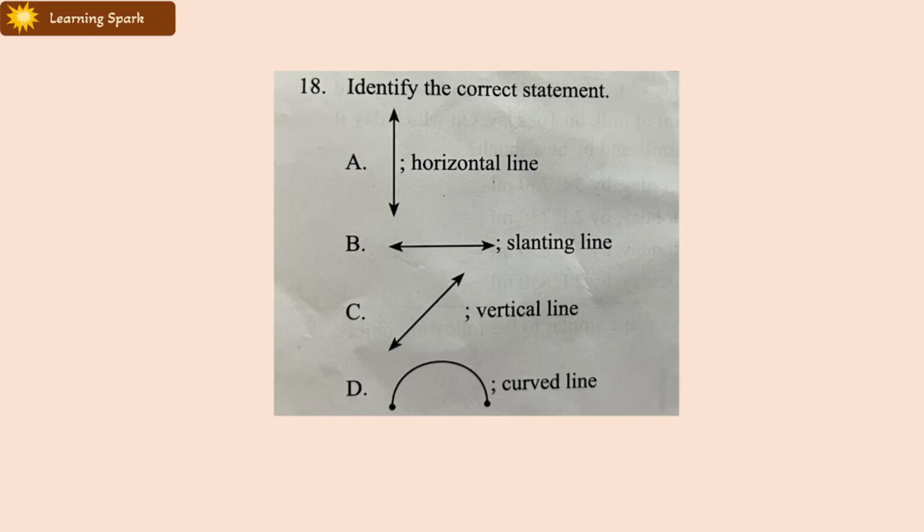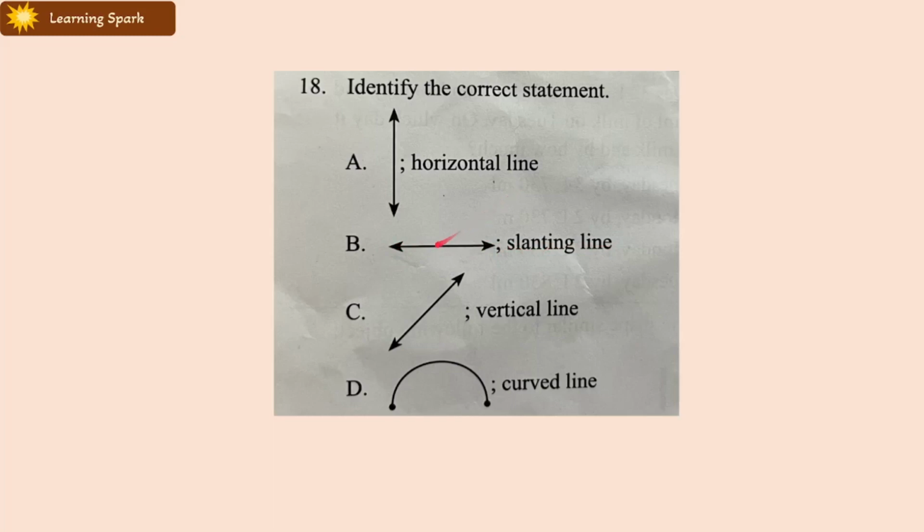Okay, let's work this out. It says identify the correct statement. So statement A says there's a vertical line here and it says this is a horizontal line, which is incorrect. Then B is, there's a horizontal line, completely horizontal, and it says it's a slanting line.